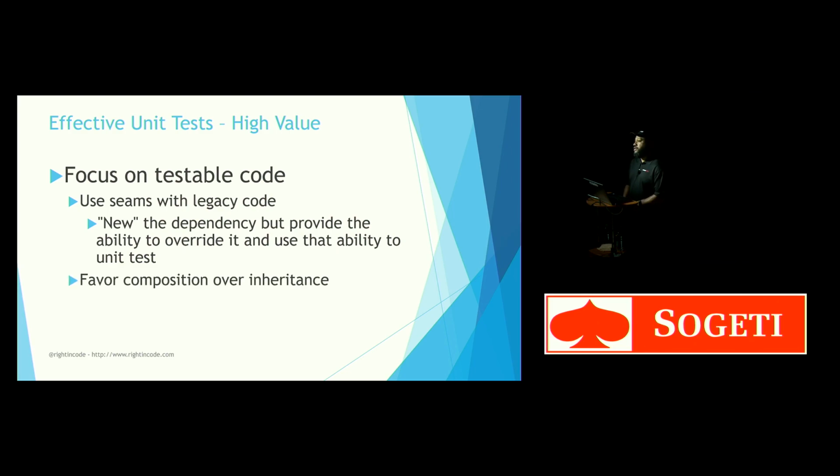Favor composition over inheritance. This is where dependency injection can be your friend as well. Instead of having a huge inheritance hierarchy between your classes, compose functionality by using independent classes and using dependency injection to provide those dependencies. What this does for you is allow you to zero in on those components and test them independently of the other components. Now, you might want some additional testing for when those components come together, but at least you can isolate them individually and test them individually.